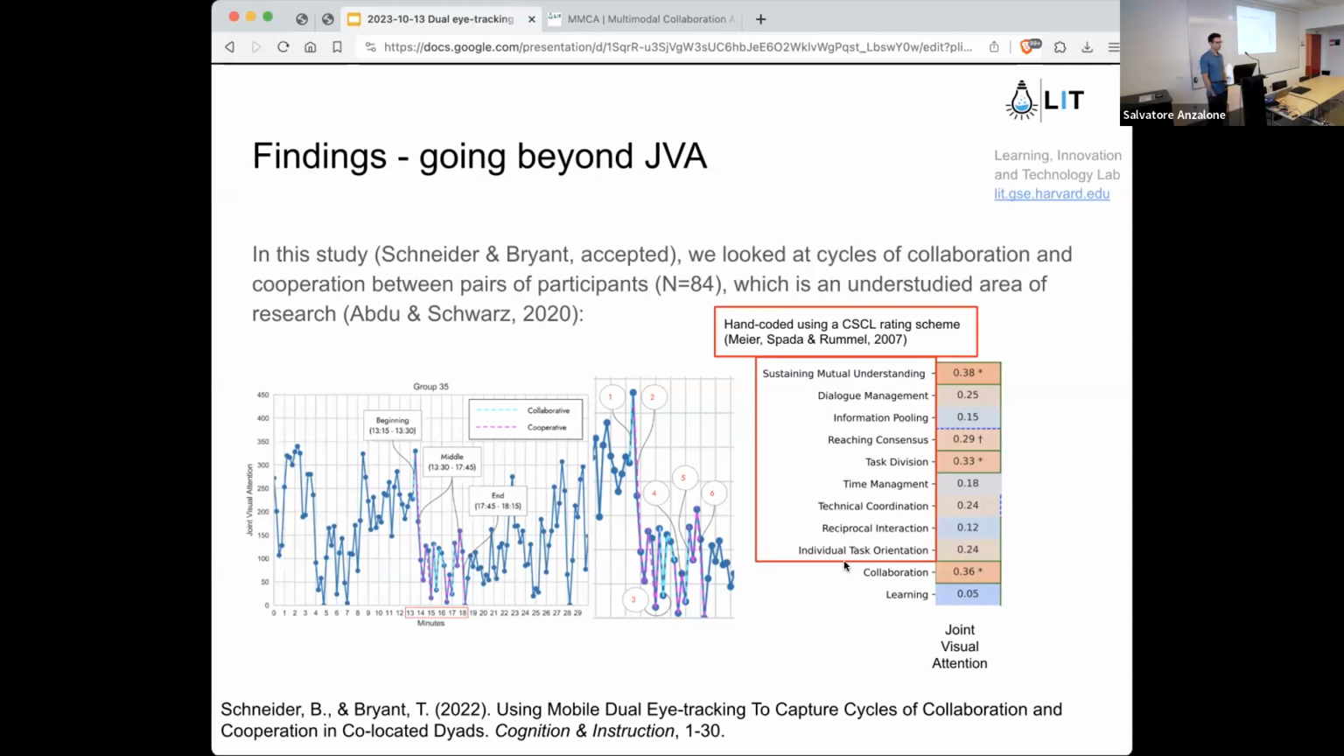Yeah, so we're using this rating scheme from the field of computer-supported collaborative learning. Basically, you have those 9 sub-dimensions, for example, how well people sustain mutual understanding, how well they manage dialogue, how well they pool information, and so on. And you have 2 raters who judge the quality of their interactions based on the video recording. They give them a score between, I think, -2 and +2.